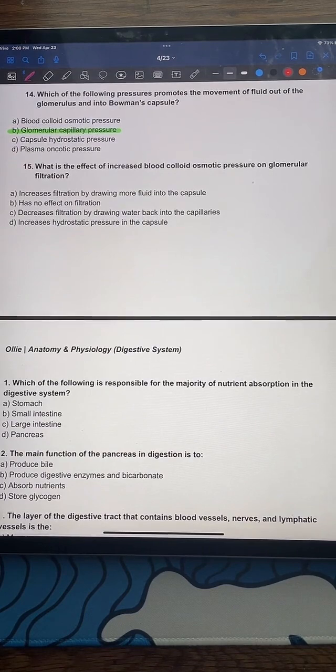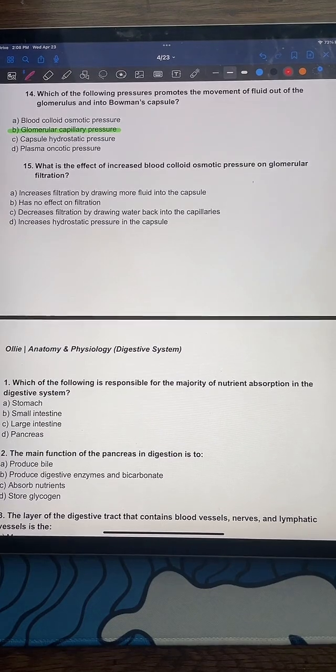Number 15, last question here for the urinary system. What is the effect of increased blood colloid osmotic pressure on the glomerular filtration? Kind of mentioned that already, but go ahead and give it a shot after I just explained it.